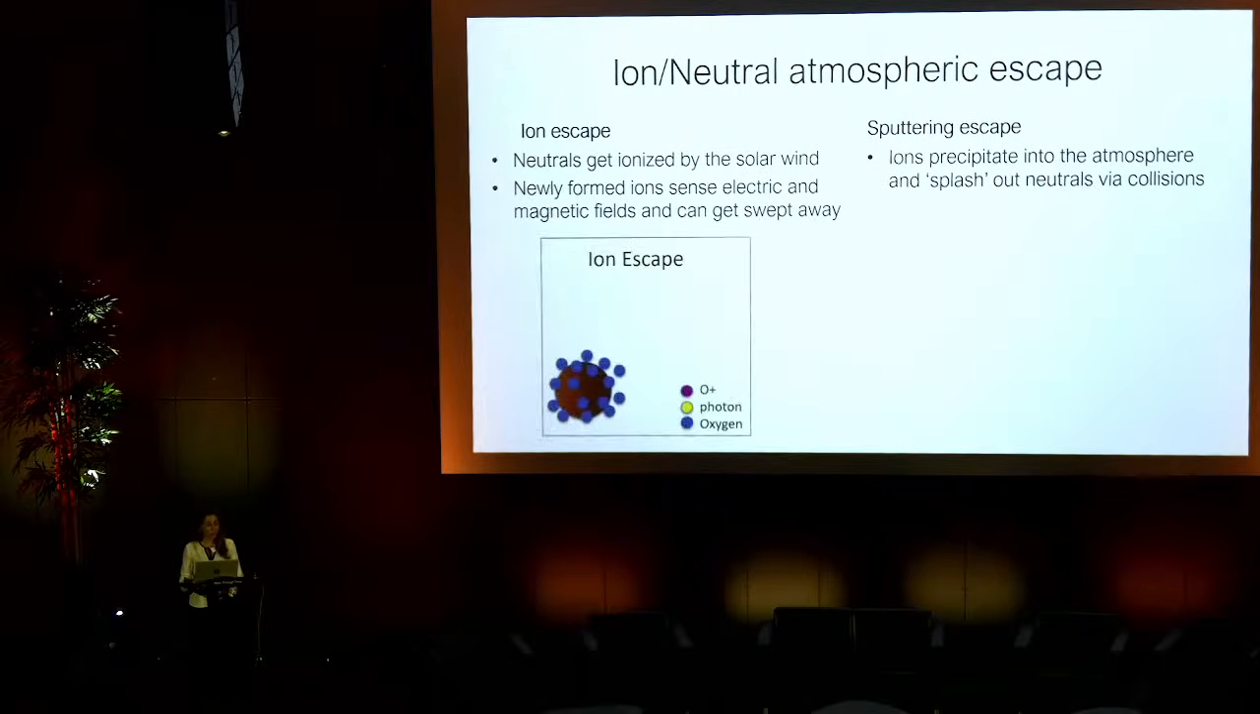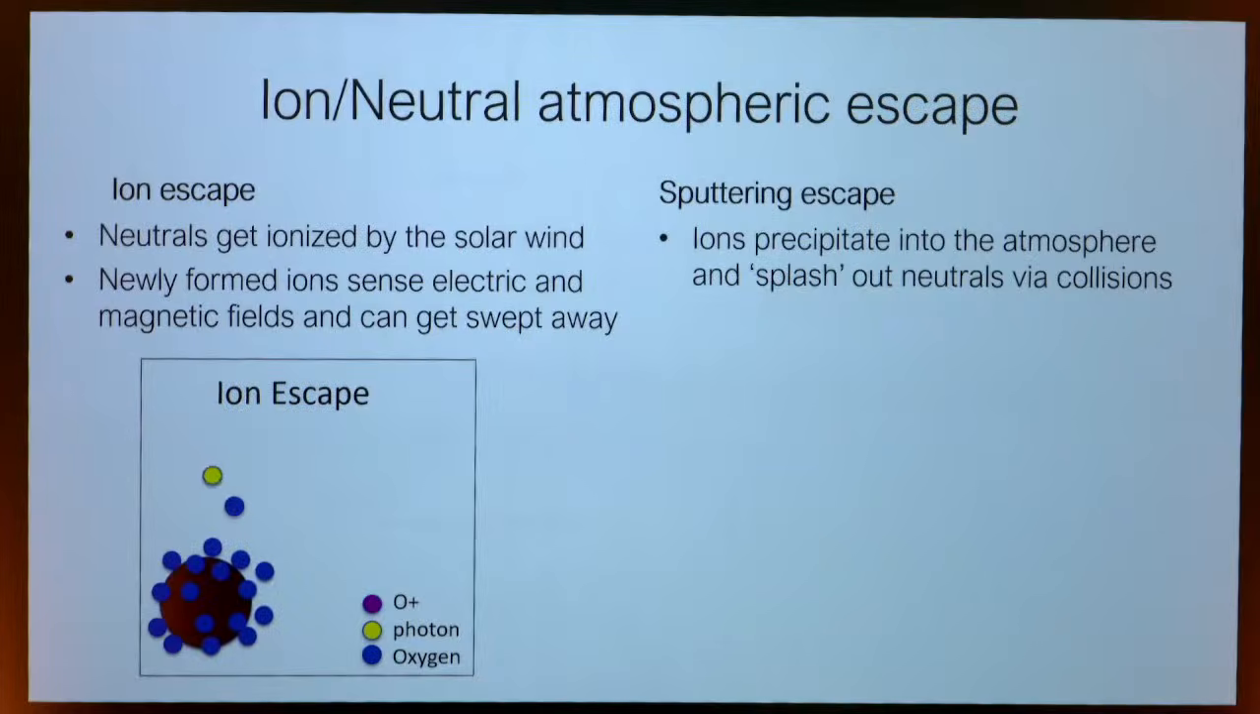So, what does this look like? With ion escape, you've got your photon or something else, but effectively you ionize that particle. And now, all of a sudden, it can sense magnetic fields, and it gyrates around and escapes the system. That's around 10 to the 24.